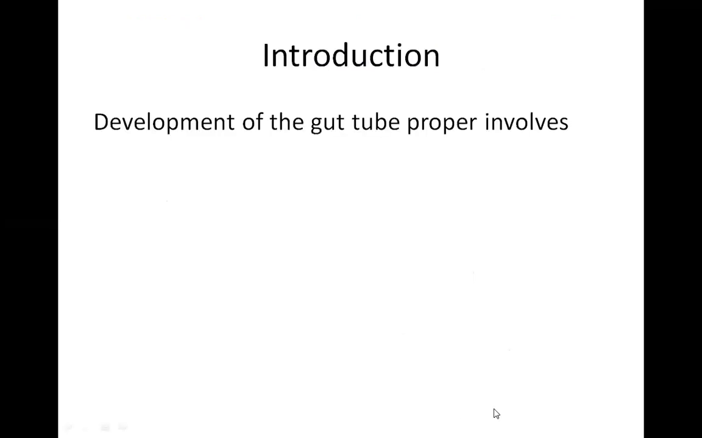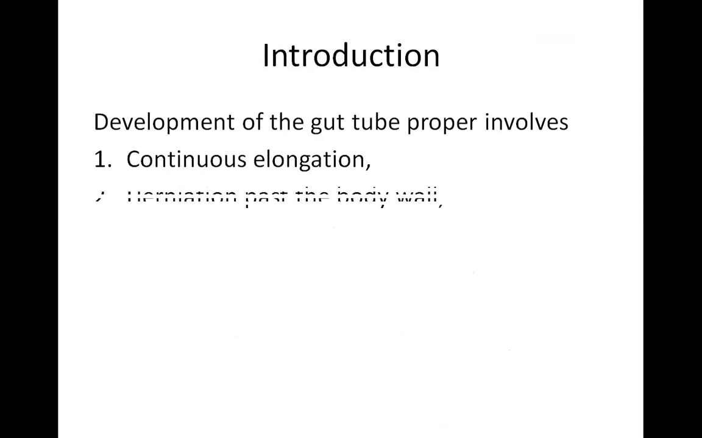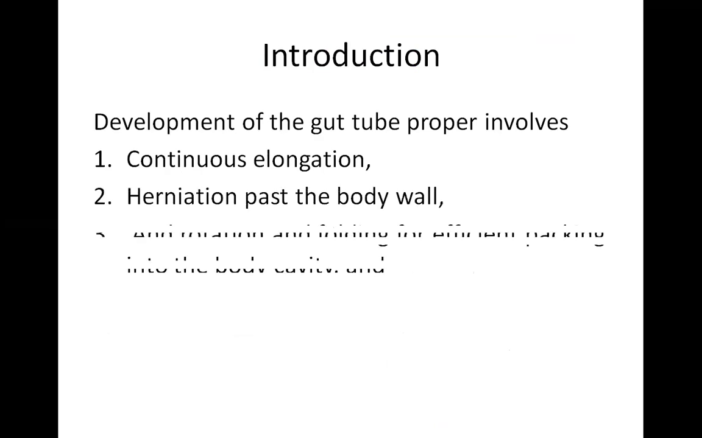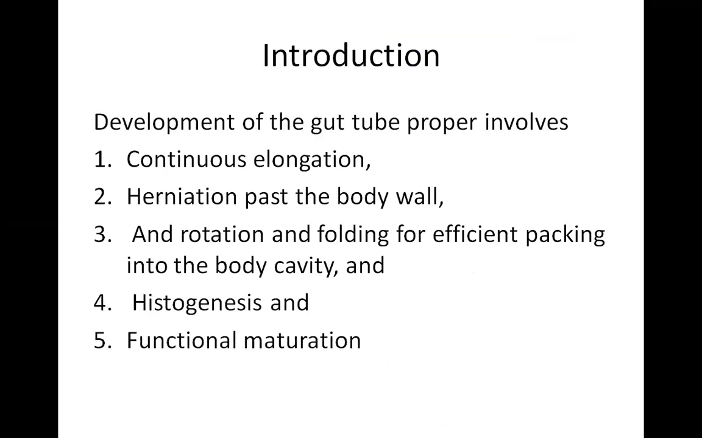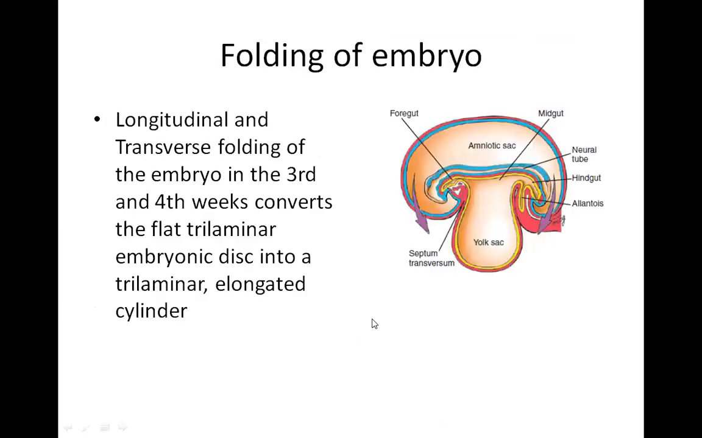So how the gut tube is formed. So development of the gut tube proper, it involves four major steps. There is a continuous elongation of the primitive gut, then there is a physiological herniation past the body wall, and then there is rotation and folding for efficient packaging back into the body cavity, then the histogenesis, and finally the functional maturation of the primitive gut.